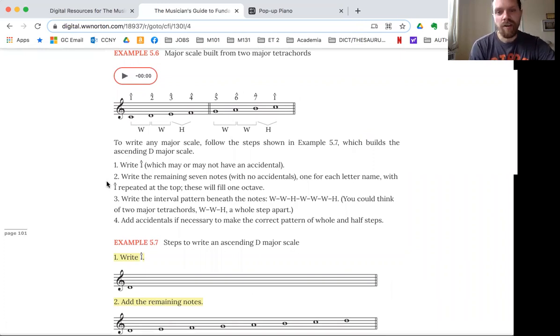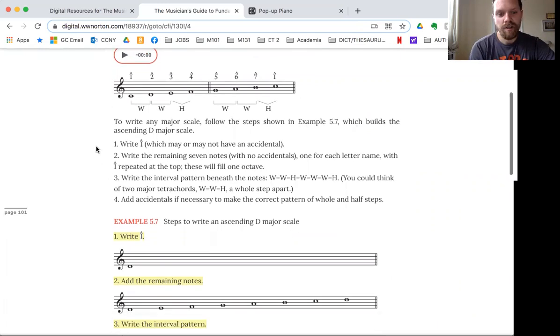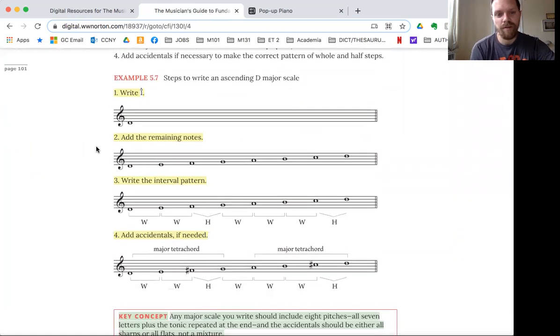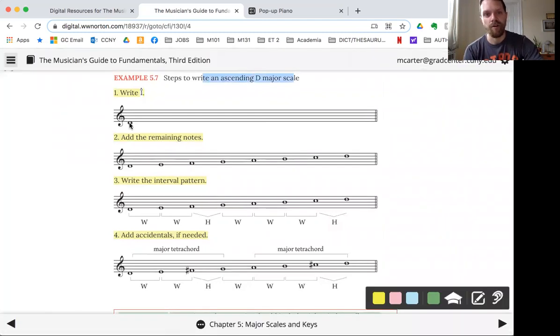To write any major scale, follow the steps shown here. You can use this method if you find it helpful. I've had plenty of students that do, where they write in all the letter names first. So let's say I say write a D major scale. That's what it asks you to do here. Then you start. The easiest step is to write D. You know it's going to start and end with D.